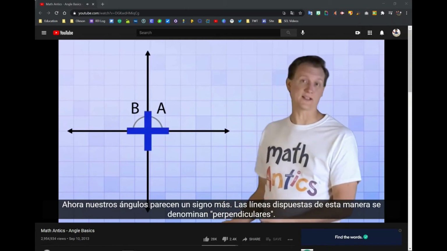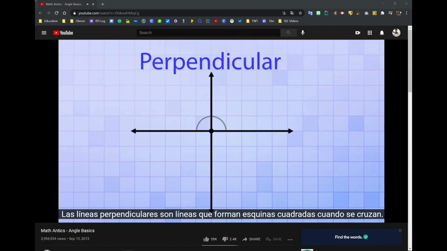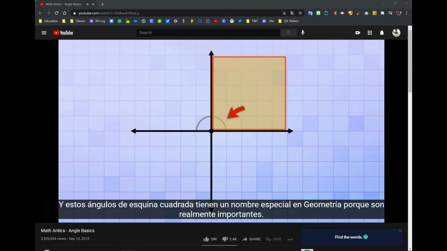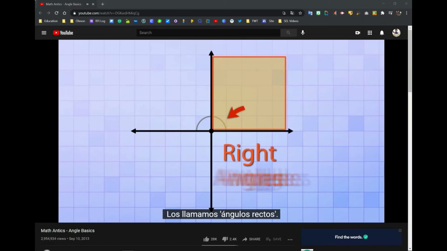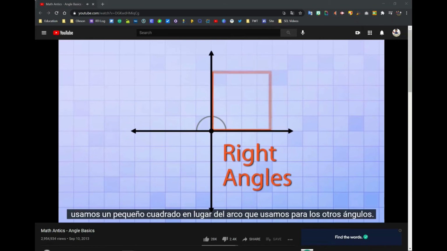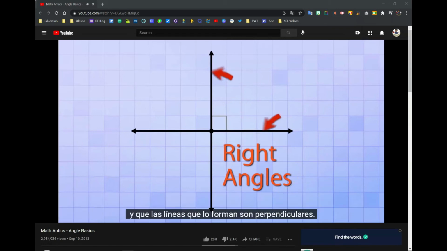Now our angles look kind of like a plus sign. Lines arranged like this are called perpendicular. Perpendicular lines are lines that form square corners when they intersect. And these square corner angles have a special name in geometry because they're really important. We call them right angles. There's even a special symbol that we use to show when an angle is a right angle. Because they form square corners, we use a little square instead of the arc that we use for the other angles. So whenever you see this symbol, you know that the angle you're looking at is a right angle, and that the lines that form it are perpendicular.